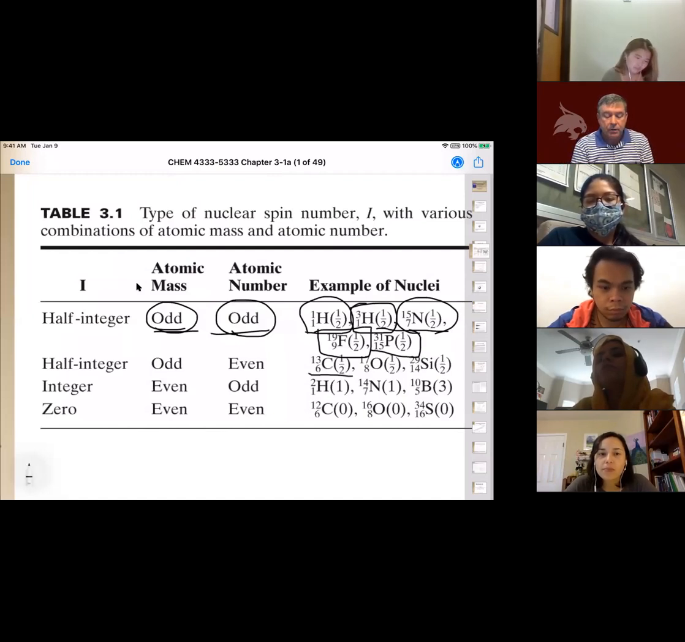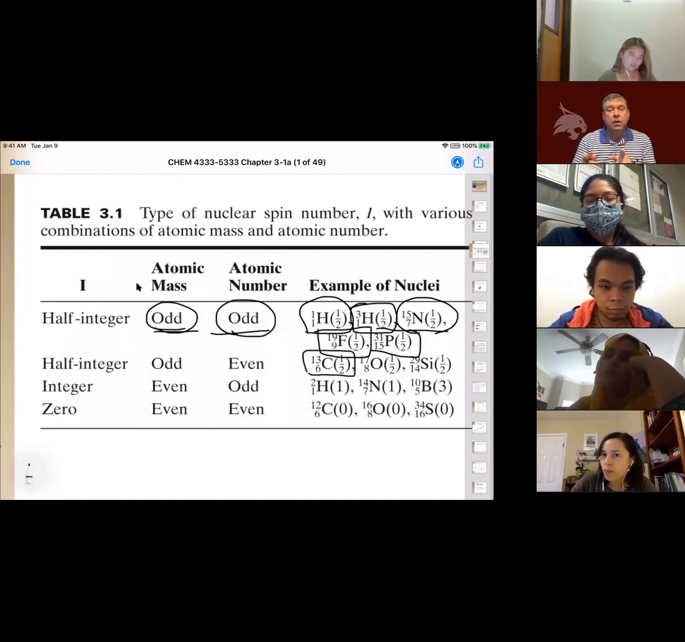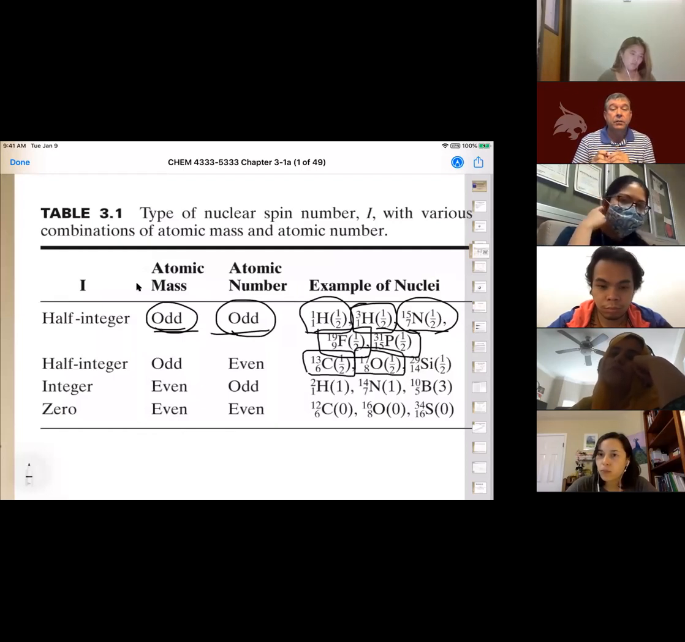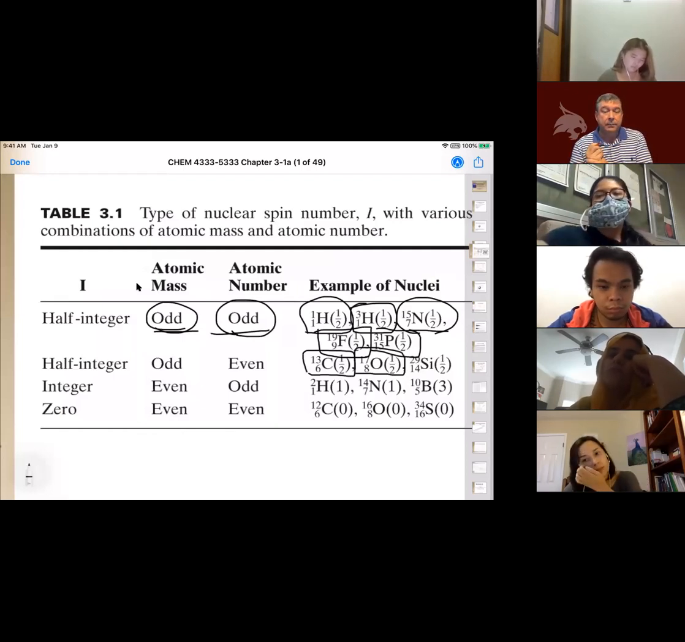So that mismatch in carbon-13, which is only found in 1.1% of carbon, is enough that we can see it and do NMR. And we'll talk about that in the next chapter. However, again, because we have a mismatch between protons and neutrons, we get half spin for one of the isotopes of oxygen and one of the isotopes of silicon.